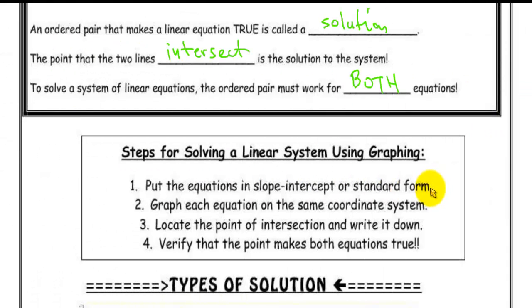So how do we solve a linear system using graphing? First, we have to put the equations in slope-intercept form or in standard form. Graph each equation on the same coordinate system, locate the point of intersection and write it down, and then verify that the point makes both equations true.